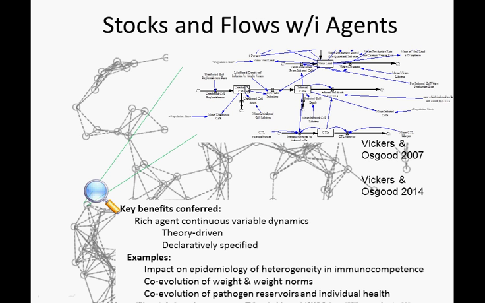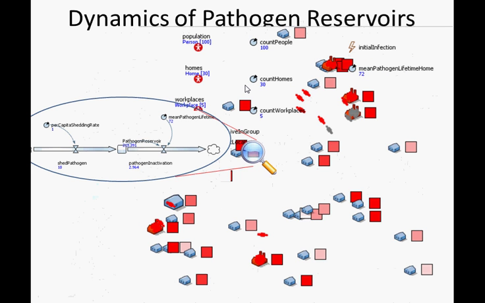Alternatively, this agent might be a piece of furniture in a long-term care facility, and the stock represents the buildup of pathogen on that dining room table within the long-term care facility in a way that might expose other human agents to pathogen. So all of these cases are cases where this sort of hybrid technique might be possible.